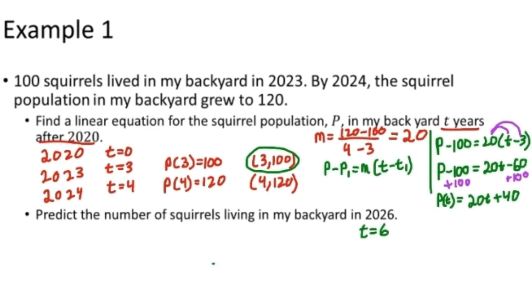If I want to figure out what the squirrel population is in my backyard in the year 2026, I want to plug 6 into my population function, meaning I'm trying to evaluate P of 6. And I get that there would be 160 squirrels.